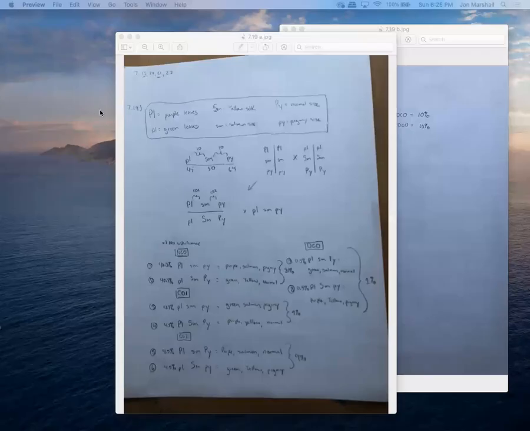Okay, for problem 719, they're actually giving you the map position for three different genes on chromosome 6 in maize, or in corn. Here we've drawn them out. This is what they give you in the problem.